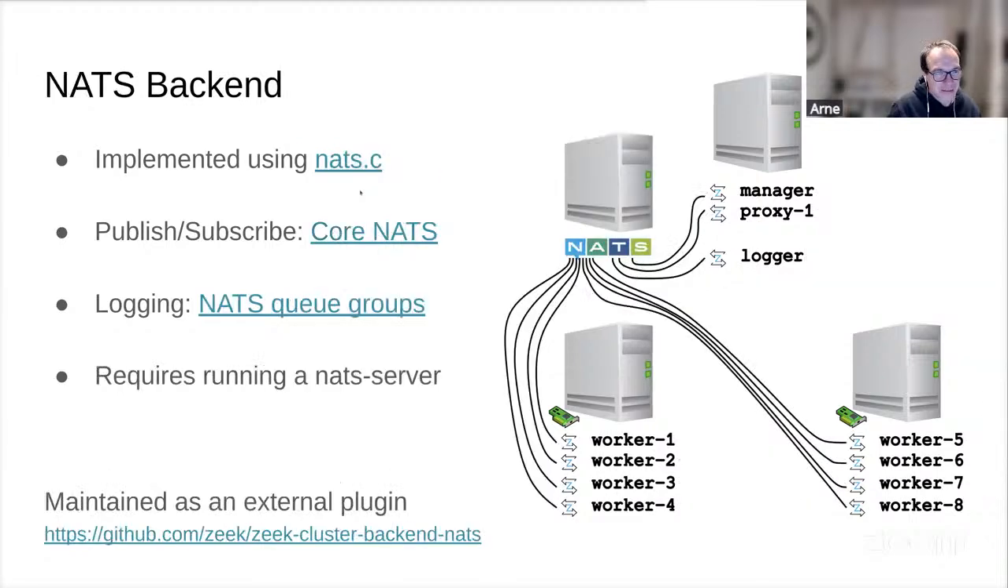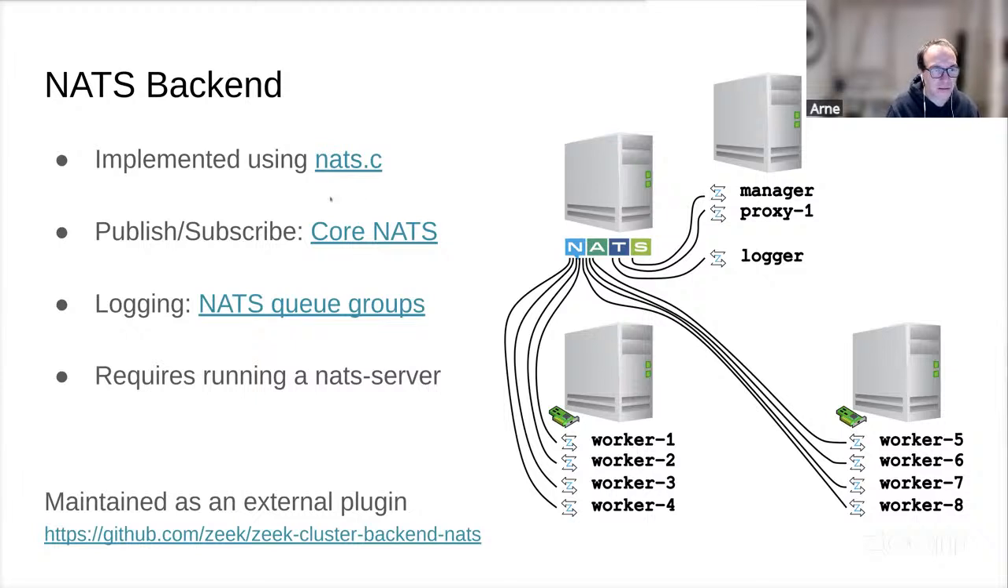The second backend that we were looking at is NATS, a backend implemented using NATS. ZeroMQ is part of Zeek's main source tree. NATS is a cloud native messaging system, so something more modern. And that one we are currently maintaining as an external plugin, so it's not in the Zeek main tree, but external. If you want to use it, you build the plugin and load it dynamically.